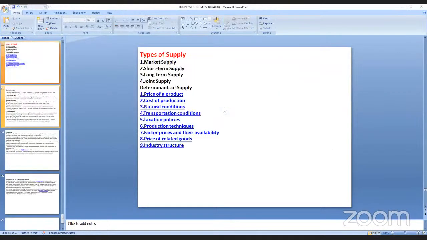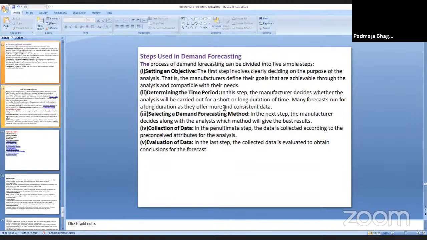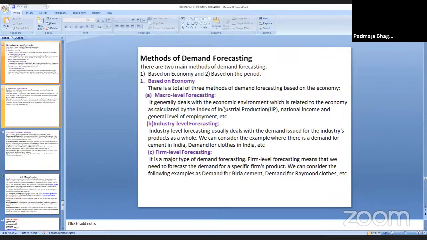Okay. Now, this one we finished in the last class. Methods of demand forecasting. Can anyone tell me?